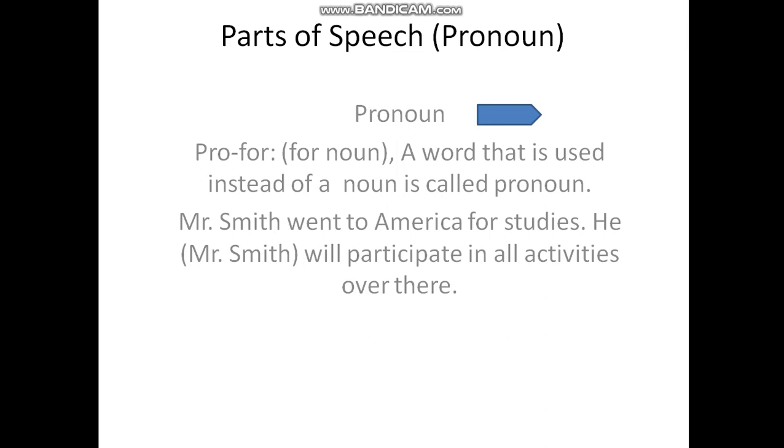In parts of speech, I have discussed the noun. Then it is the pronoun, as the name indicates. Pro, which means for. A word that is used instead of a noun is called a pronoun. Normally, in order to avoid repetition, we use the pronoun.